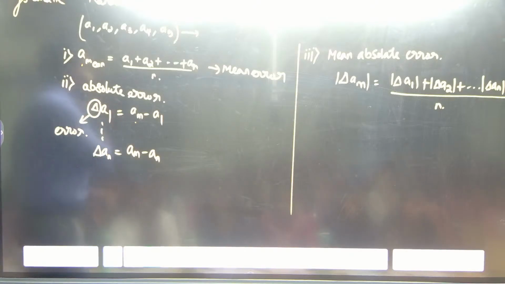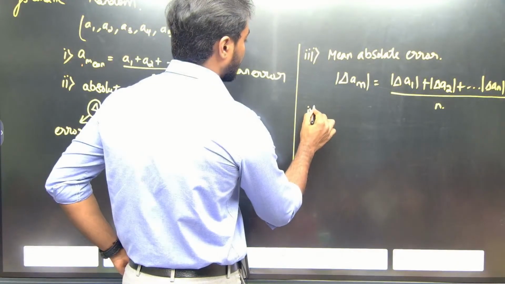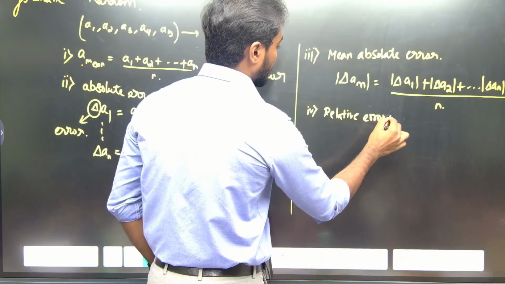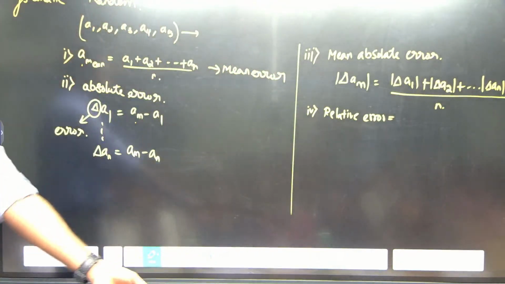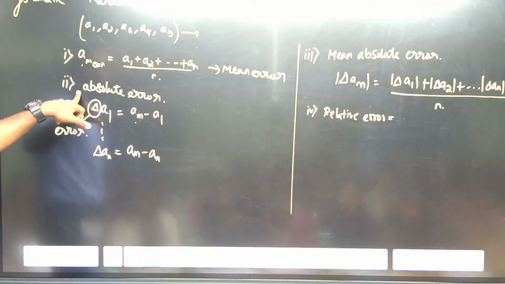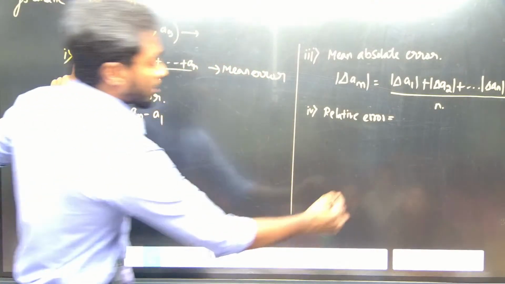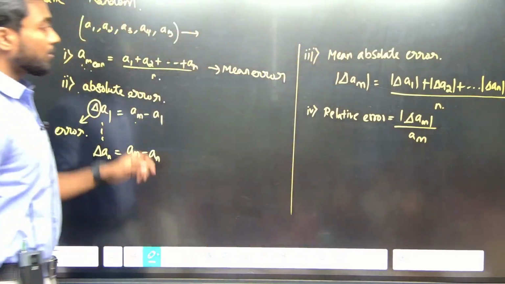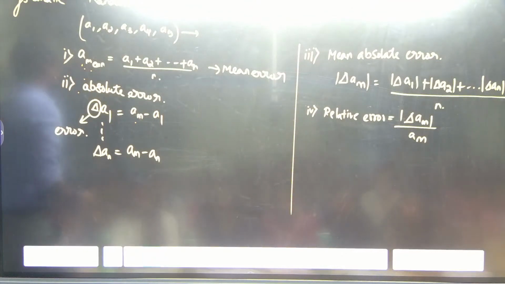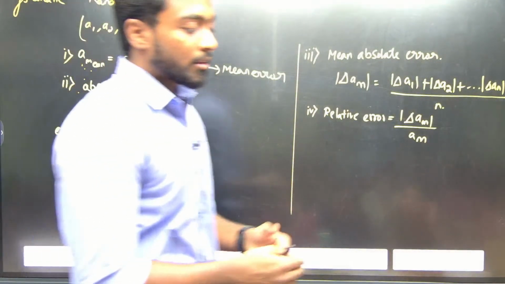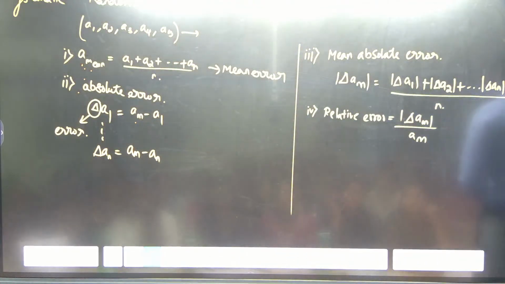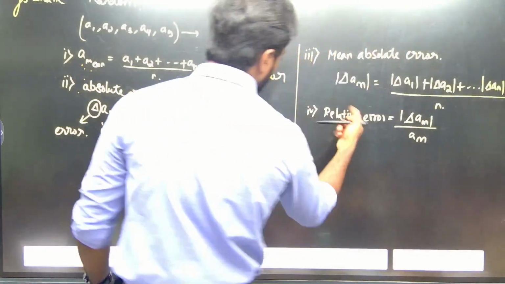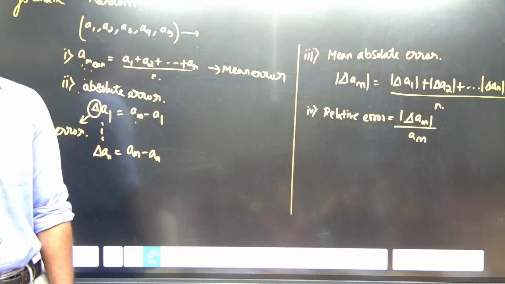Done. So the fourth one is relative error. Relative error is nothing but the ratio of mean absolute error with the mean, that is, delta A mean by A mean. So it is the mean absolute error with respect to the mean value. Relative means we are relating one term with the other term. And then the final one is percentage error. Percentage error is nothing but whatever we got for relative error into 100. That's it.